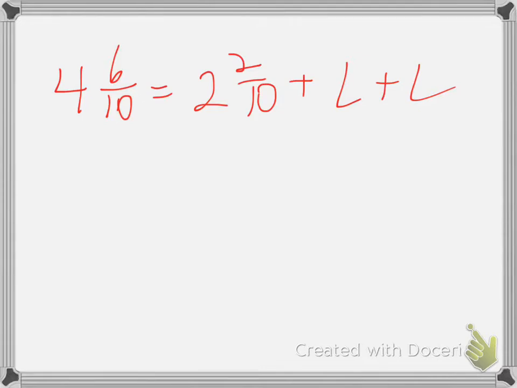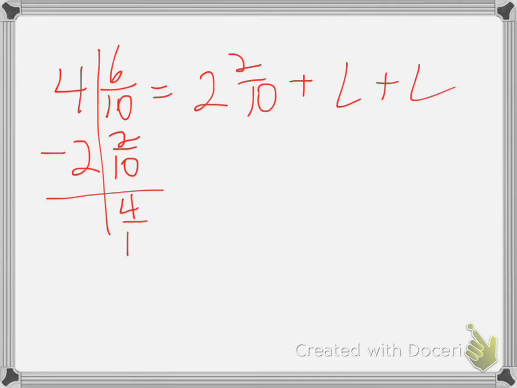When you need to see how much more something is, that means we're going to subtract. So let's subtract 2 2/10 from here. When I subtract this out, 6/10 minus 2/10 is 4/10, and 4 minus 2 is 2. So that means we got rid of this 2 2/10, and so 2 4/10 equals your length plus your length. So both lengths together is 2 4/10.